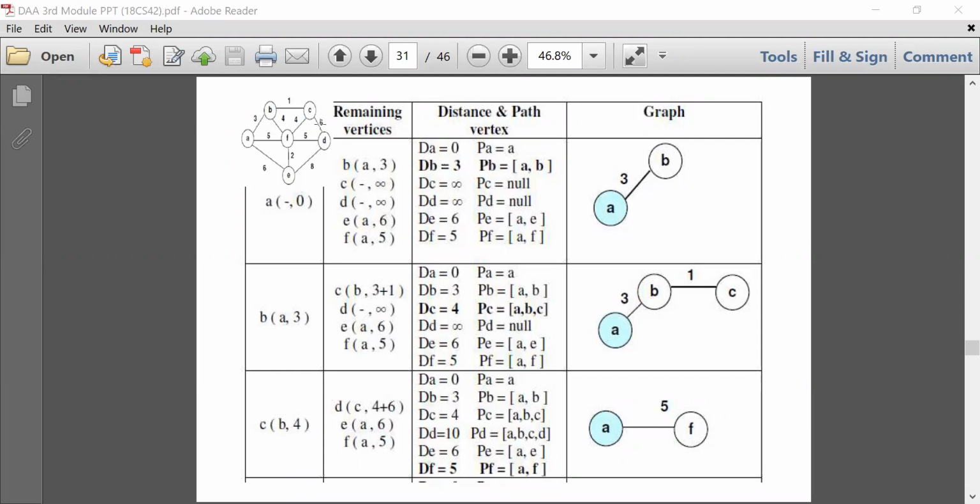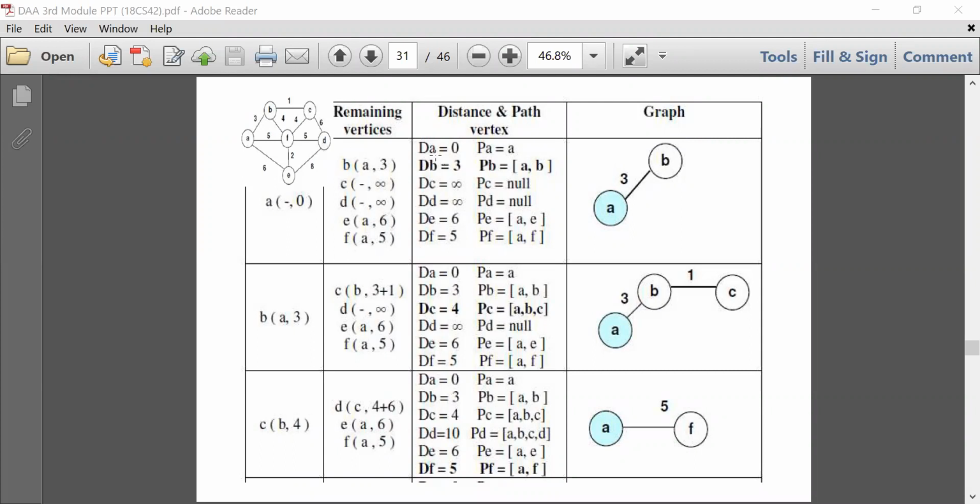And for the remaining ones, I don't know the intermediate vertex, and I don't know the distance, because C and D are not directly reachable from A. That's why don't worry about them right now. In this stage, don't worry about C and D.